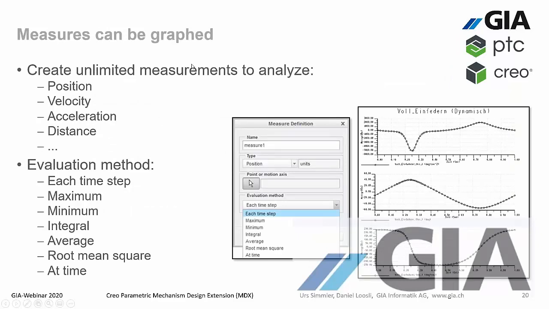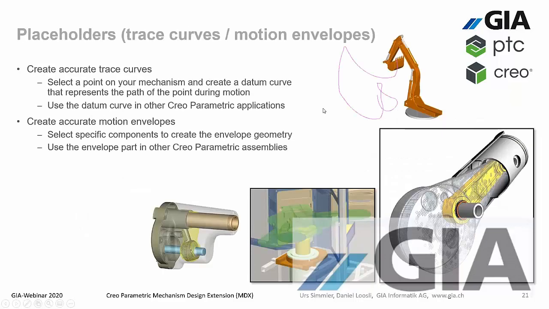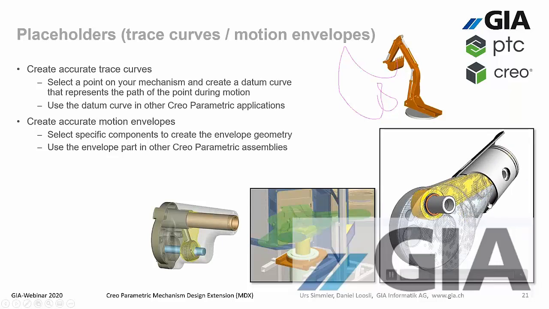Of course, we can set up different measure types in order to see the position, the distances between those parts, and we can set up different evaluation methods like average or integral or what else. I was talking about the placeholders, trace curves, and motion envelopes. Here we see a typical motion envelope of an engine. Okay, I will also show it later on during the demonstration.